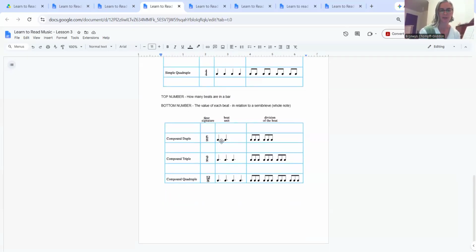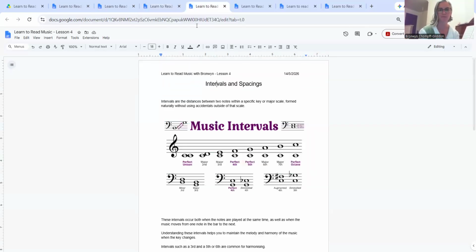Here we've got a 6/8. A 6/8 means that there are 6 beats in a bar, but each beat is worth a quaver, meaning that there are 8 quavers in a semibreve. So that's the meaning of the top number and the bottom number.